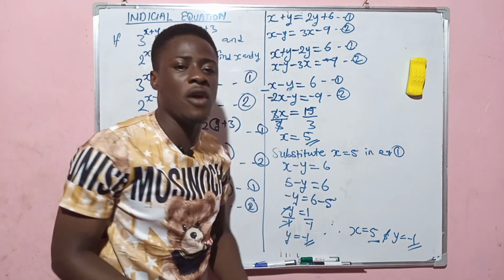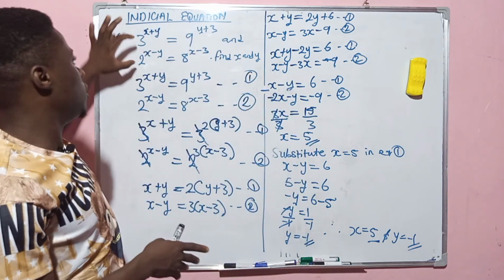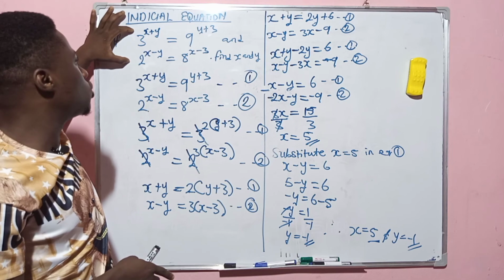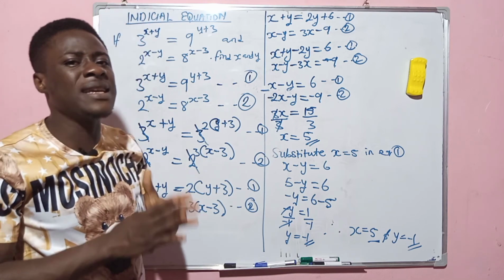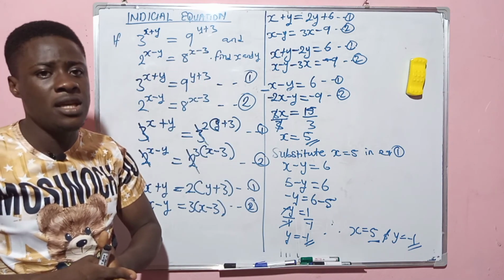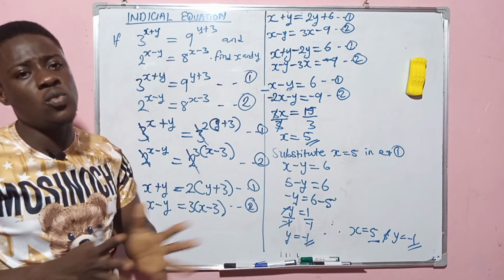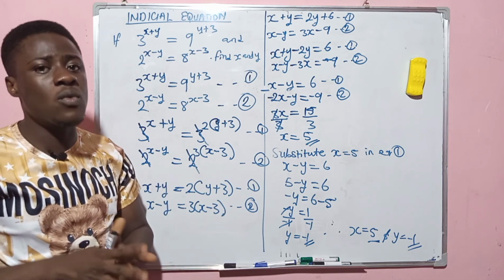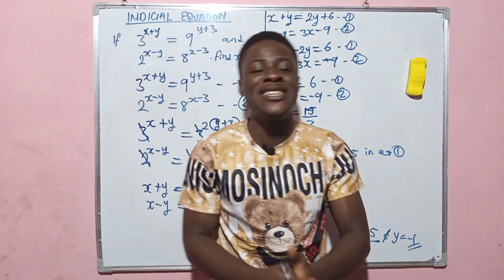So these are the values of x and y that will automatically satisfy this equation, as you can see on the board. So using the indicial equation to solve what? This kind of equation is very simple. As you can see, this indicial equation led us to a simultaneous equation. So whichever one it leads us to, solving the questions will be very simple, provided we are conversant with our laws of indices.